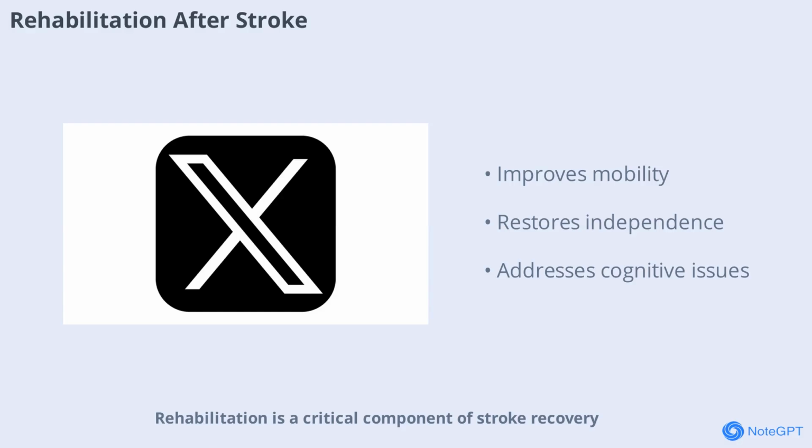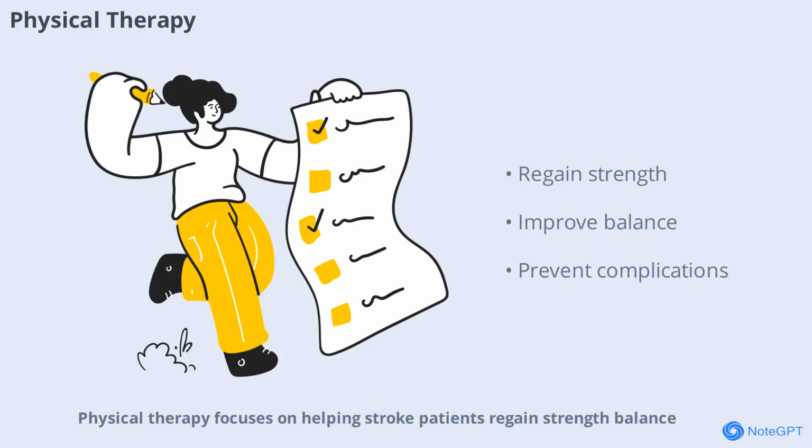Rehabilitation is a critical component of stroke recovery. It includes exercises to improve mobility, strength, and coordination, as well as therapies to help patients return to daily activities. The goal is to maximize independence and quality of life by addressing both physical and cognitive challenges resulting from the stroke.